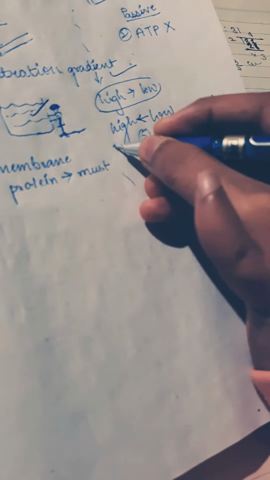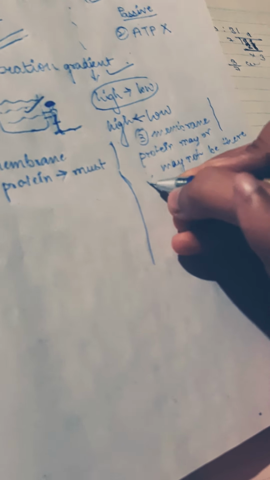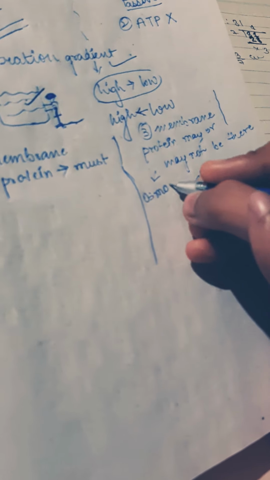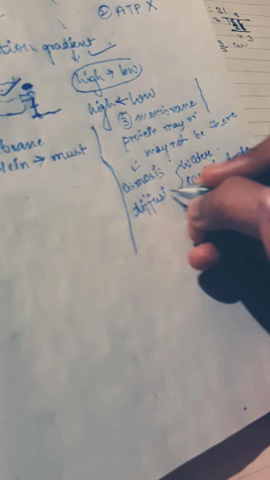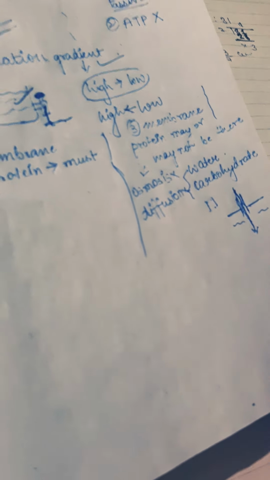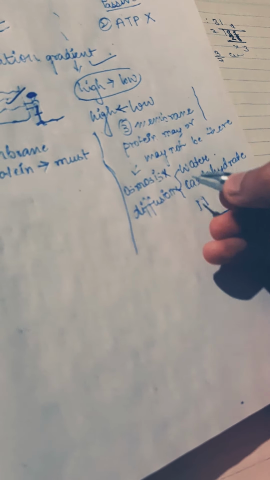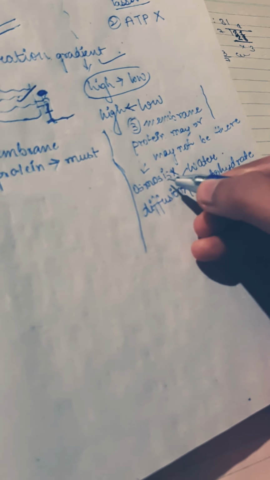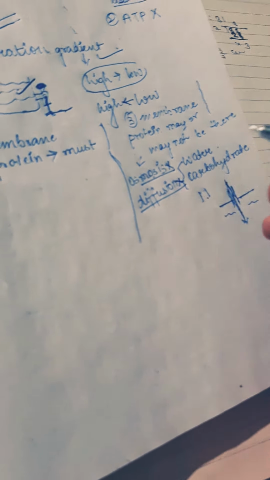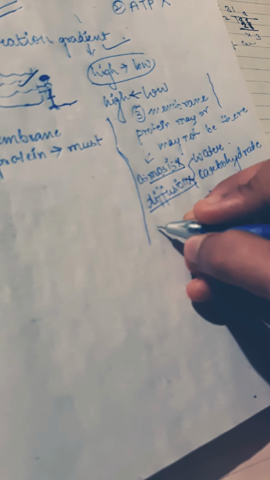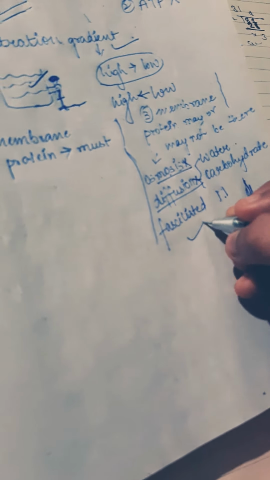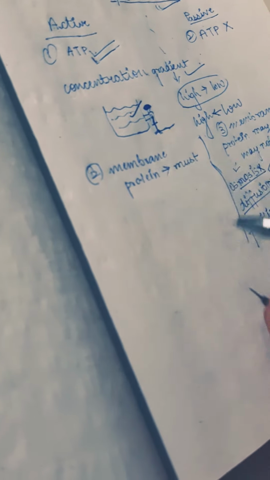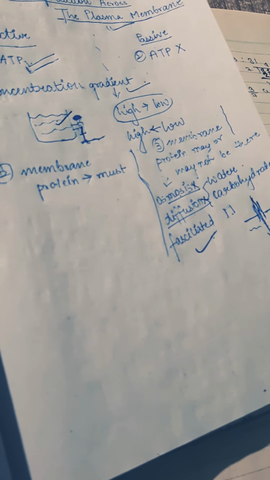Like if it is osmosis, which is a special kind of diffusion, it doesn't need a membrane protein. If substances are transported by osmosis or diffusion, they don't need a membrane protein. But if they move through facilitated diffusion, they need a membrane protein. So we got two differences.